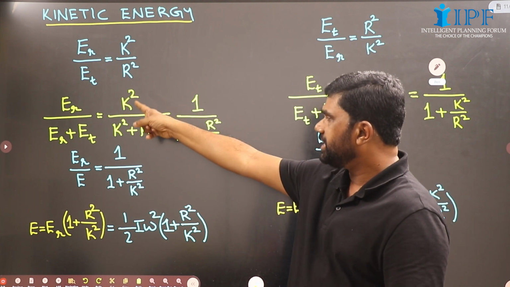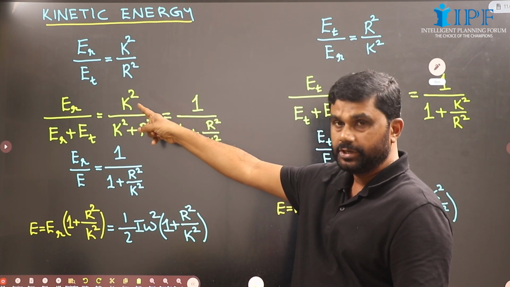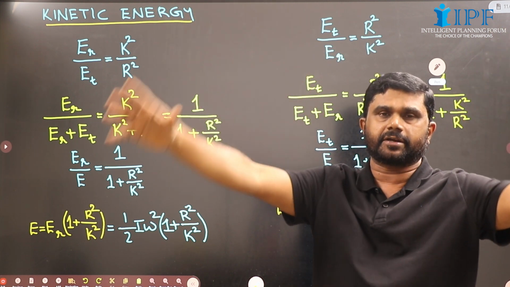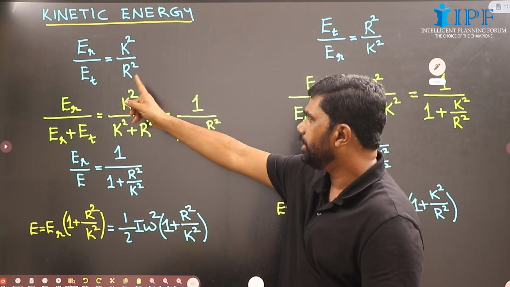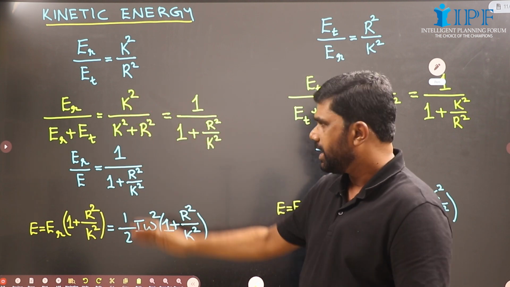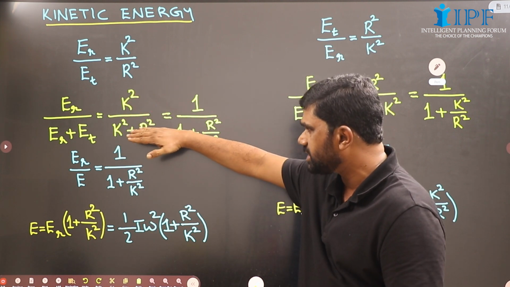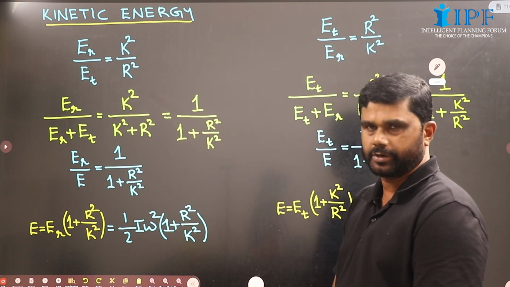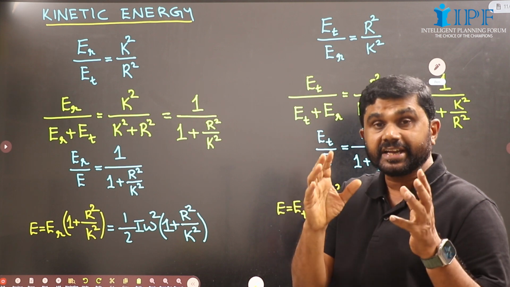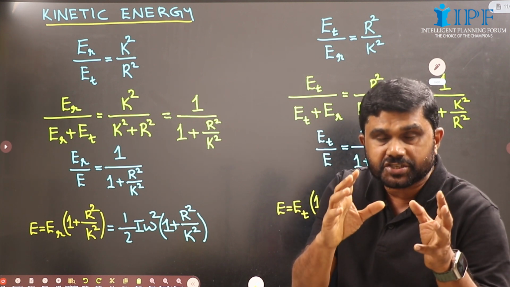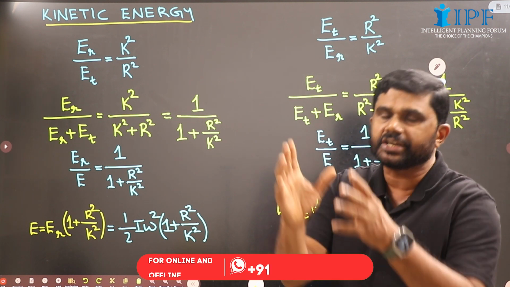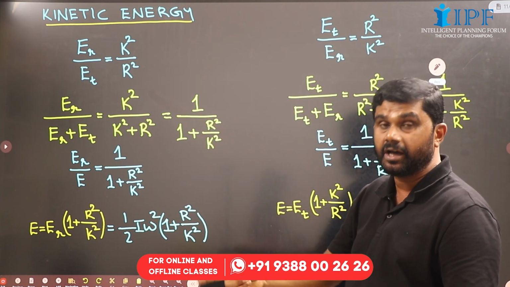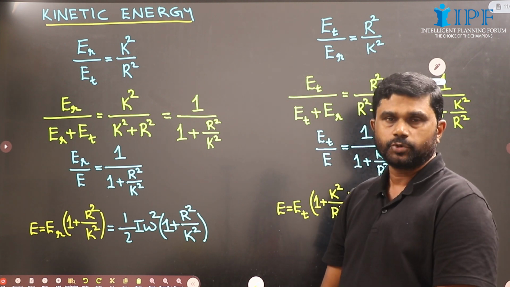Now see, when you take this numerator K square into the denominator, it will come in the denominator of the denominator. Okay, it means in the numerator there will be 1 and the denominator becomes K square plus R square by K square. So we can write 1 plus R square by K square. See, for any body, K square by R square is the coefficient of mR square in the expression for moment of inertia, and R square by K square is the reciprocal of that ratio.